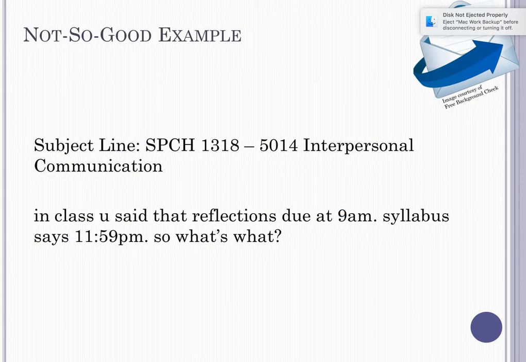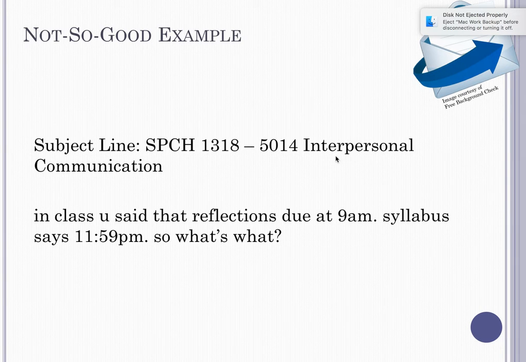So now that we've covered what an email should have, let's look at some samples of emails. So here's one sample. You can see that the subject line is Speech 1318-5014, interpersonal communication. And the body is, in class, you said that reflections due at 9 a.m. Syllabus says 11:59 p.m., so what's what? This is not a very good example of a professional email. Now, there is one good thing about this, and that is that the subject line is here, and the subject line includes what class this person is emailing from.